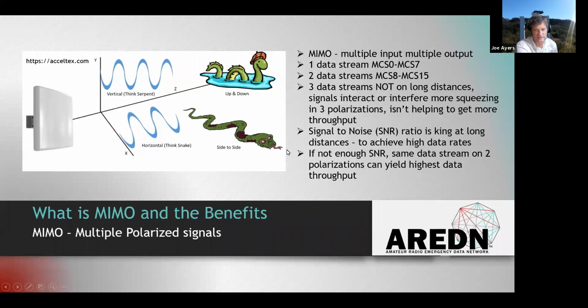Signal to noise ratio, that's really king here at these long distances. We have to have sufficient SNR to be able to detect the state of those carrier waves. So the radio is going to try to do double data streams here at all kinds of rates. It can send half the data on one stream at various rates, but it's going to pick the one that maximizes the throughput.